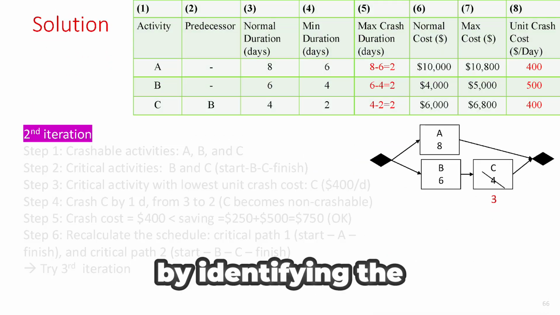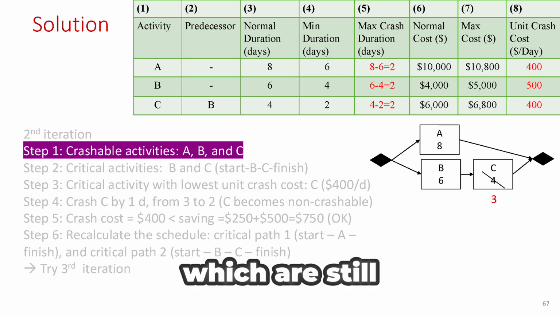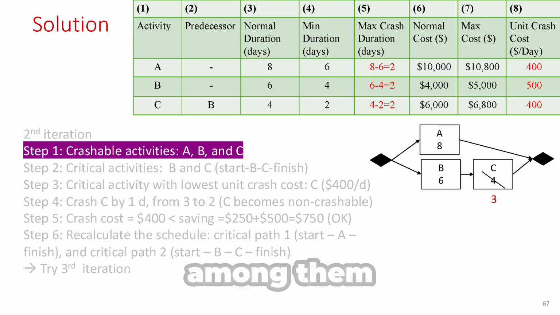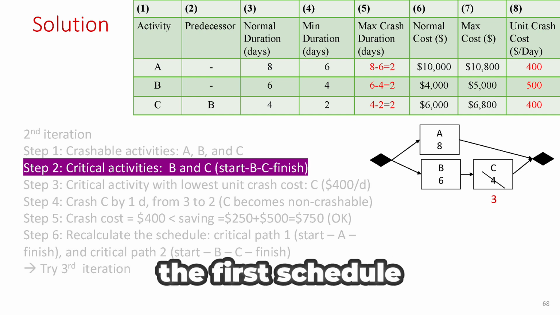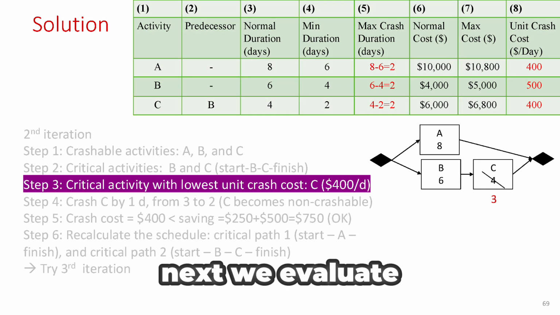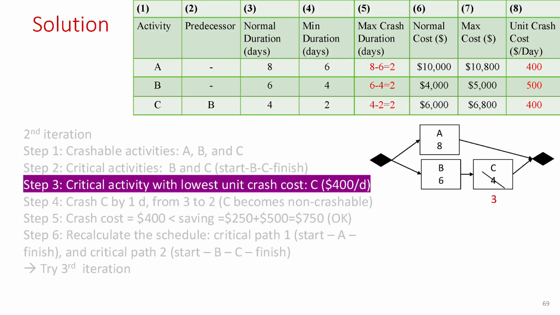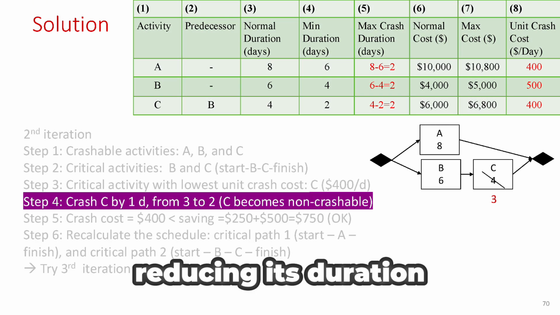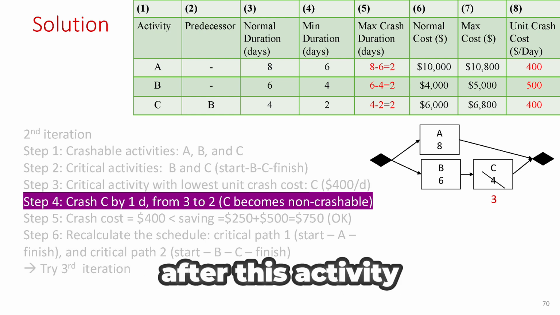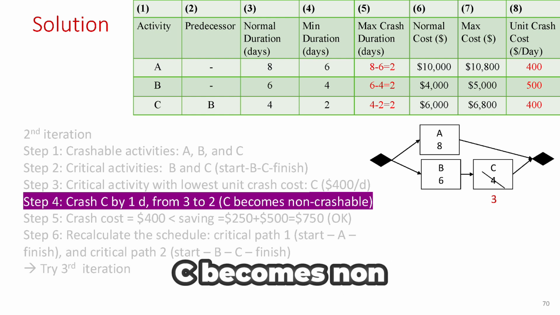We begin again by identifying the crashable activities, which are still activities A, B, and C. Among them, activities B and C are on the critical path, as determined after the first schedule update. Next, we evaluate the crash costs. Activity C has the lowest crash cost at $400 per day, so crash it by 1 day, reducing its duration from 3 days to 2 days. After this, activity C becomes non-crashable.